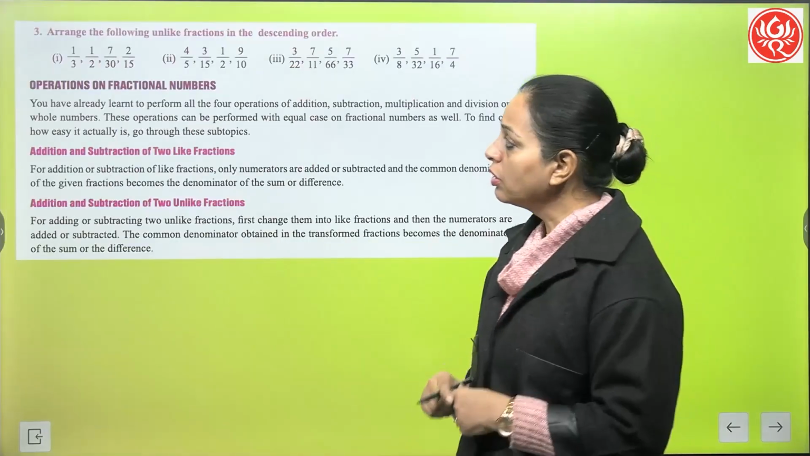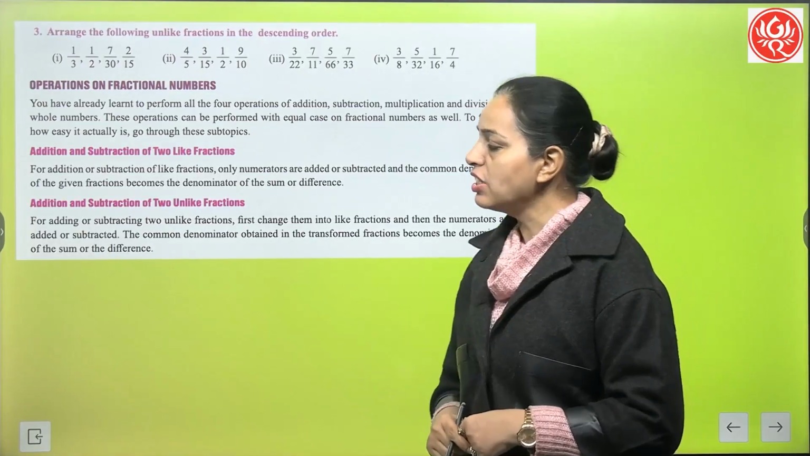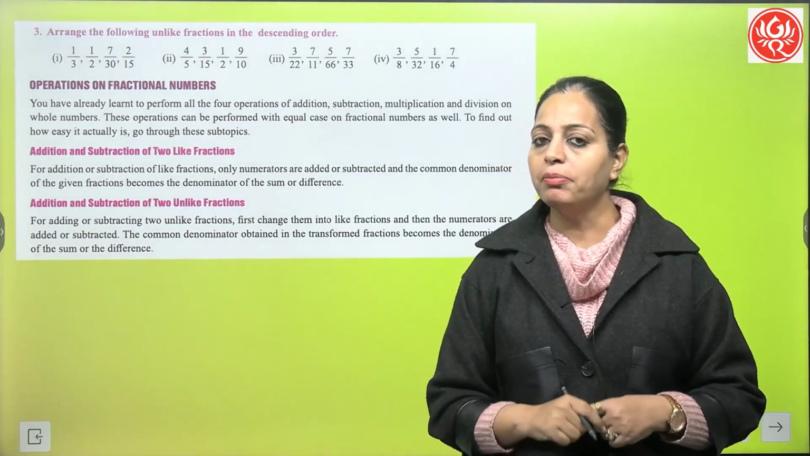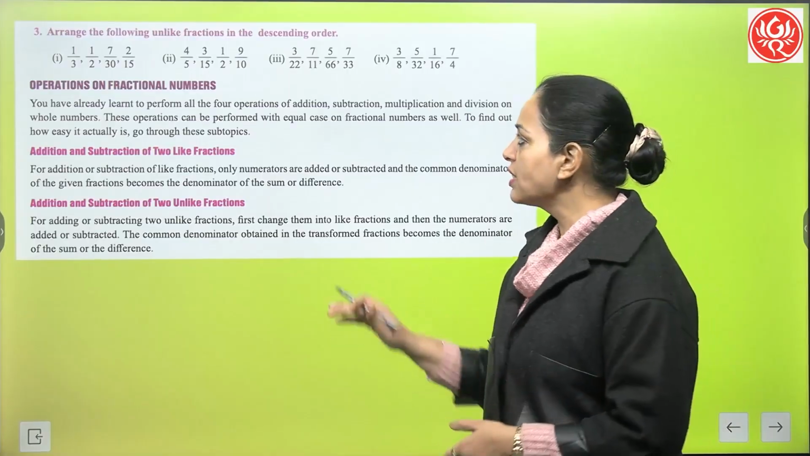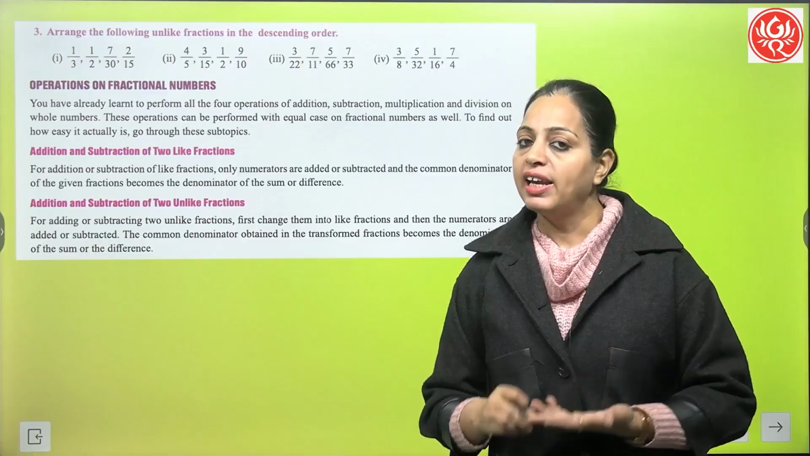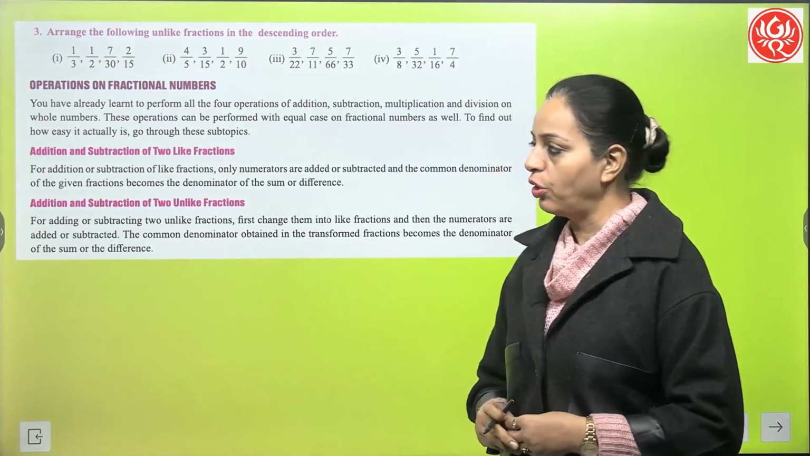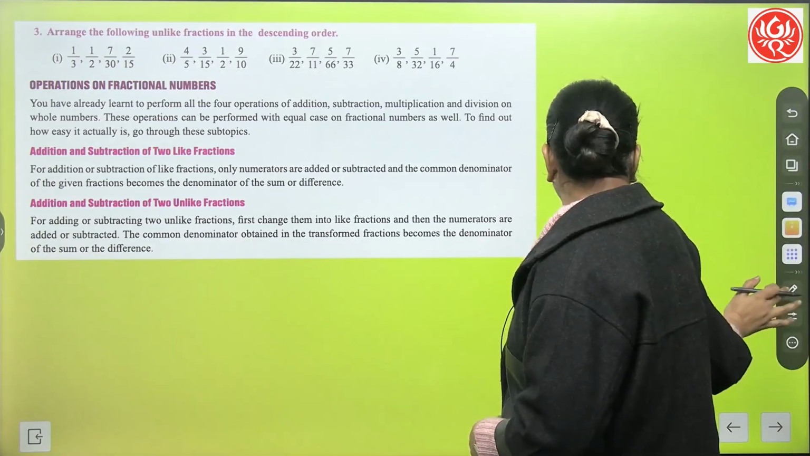Okay. Now the third question, arrange the following unlike fractions in the descending order, means decreasing order, means greatest to smallest. These are unlike. तो first of all हम इन्हें change करेंगे like fractions में, then we can find the descending order. Okay, so you can try this one on your own.